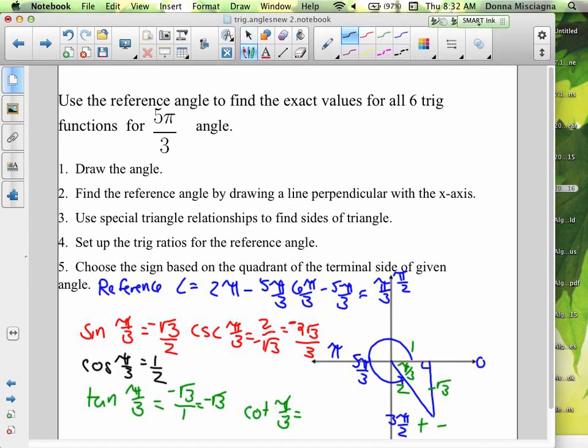All right, so now secant. So secant pi thirds. What would that one be? Brian, that would be 2 over 1, which is just 2. All right, and then cotangent pi thirds. What would that ratio be?